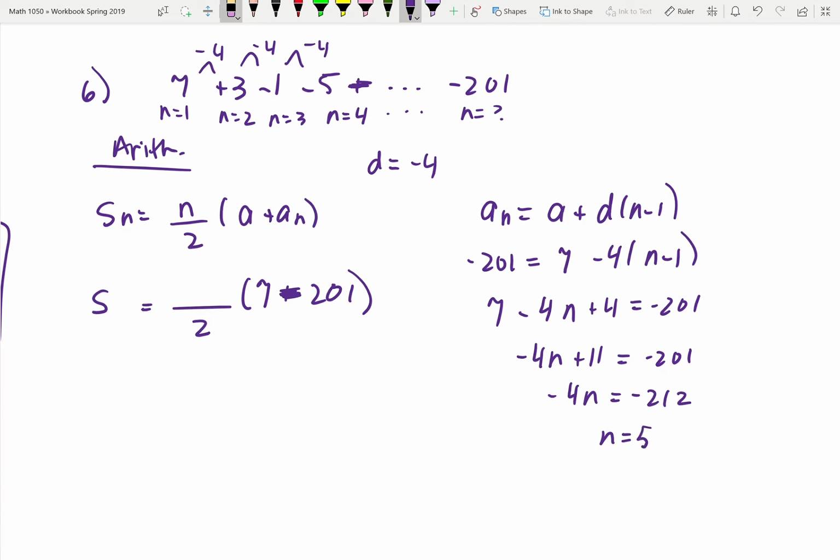53. Now I'm going to come over here, sum of the first 53 numbers. So I'm going to go 53 divided by 2 parentheses, 7 minus 201, close it. Hit enter, and I get -5,141. Okay, and my pen won't write again. So just know it's -5,141.